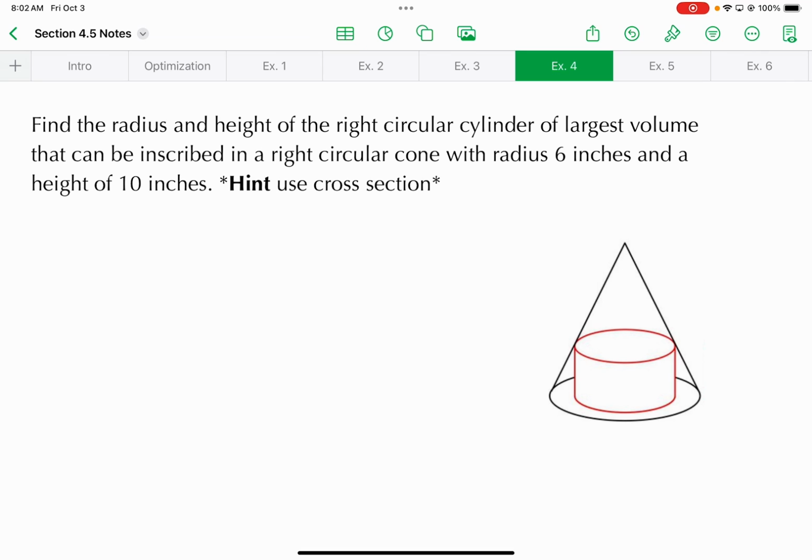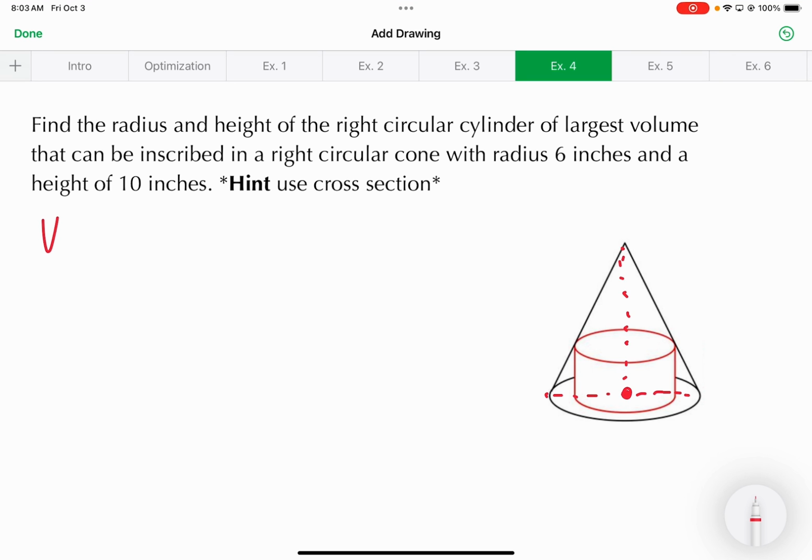Okay. All right. We're going to have to start using this stuff here in a second. So we want to find a radius and height of the right circular cylinder of largest volume. Okay, so what's going to be our primary equation that we're working with? Volume of the cylinder. You guys remember what that is? Right. So area of the base times our height.